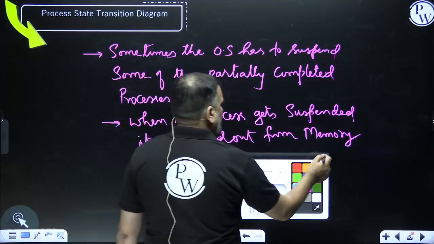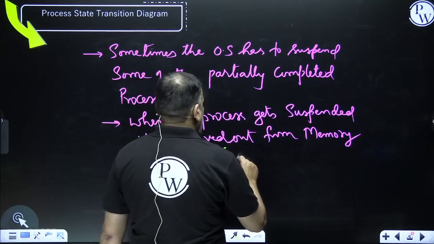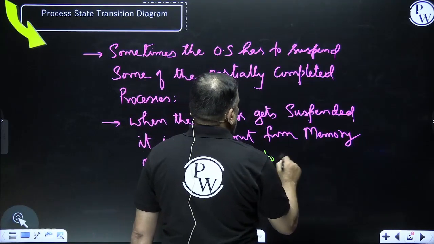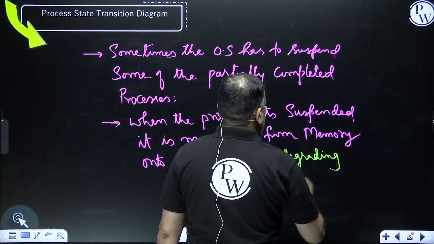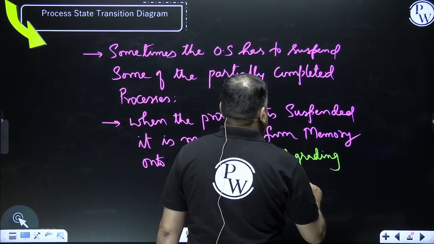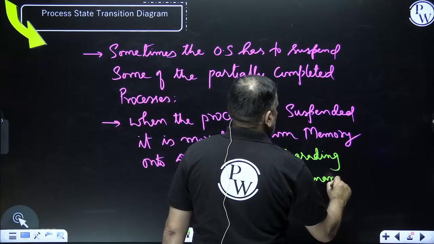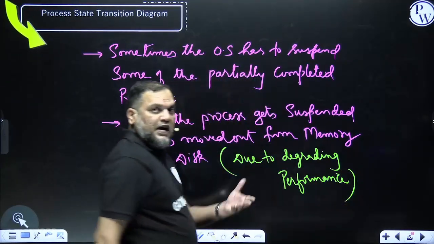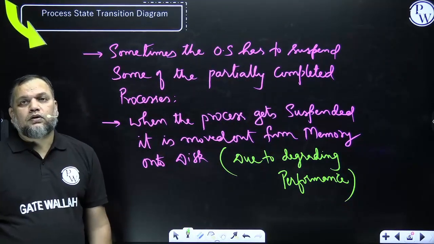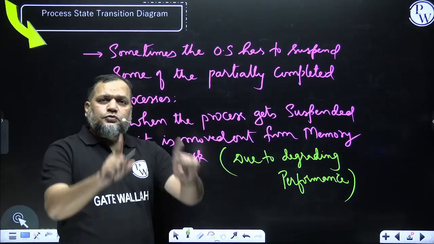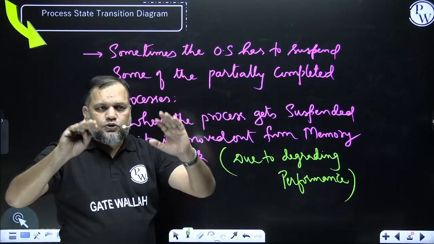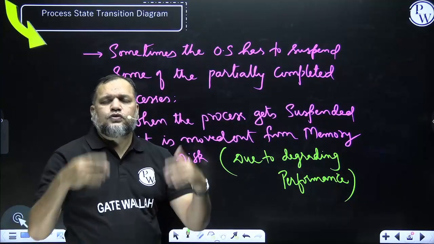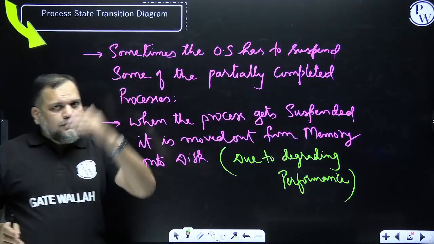So this is generally due to degrading performance. Performance of the system is degrading, so we have to bring the system back to normalcy. For that reason we carry out the suspension. So please remember, suspension is not termination. Suspension is not block. Suspension is also forcible deallocation. The process is forcibly going out.